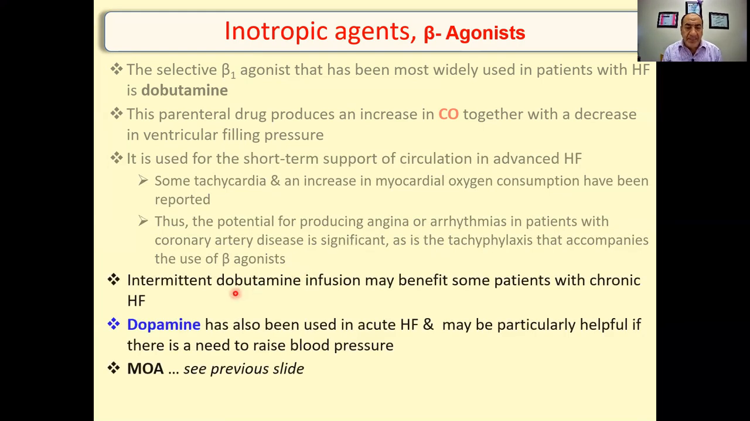Intermittent dopamine infusion may benefit some patients with chronic heart failure. Dopamine also can activate beta-1 receptors and has been used in heart failure. It may be particularly helpful if there is a need to raise blood pressure in patients with hypovolemic shock or severe shock. But these are rarely used. The mechanism of action we just talked about: activation of adenylate cyclase, which will convert ATP to cyclic AMP, protein kinase A, phosphorylation of the calcium channel.